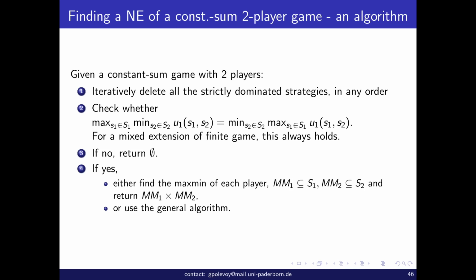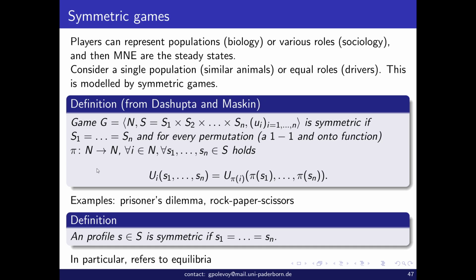Now, if the game given happens to be a mixed extension of a finite game, that means it always holds. Because it's equivalent to the existence of a Nash equilibrium, which we know for a mixed extension of a finite game always exists. But in general, we have to check it. And if it doesn't hold, return no Nash equilibrium.